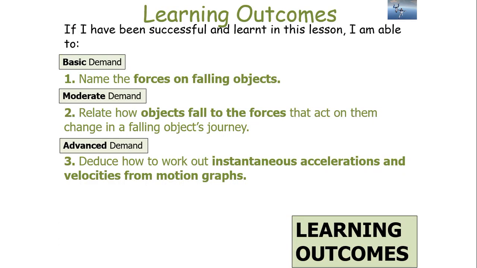So what you've learned in today's lesson is that we can state the names of the forces on fallen objects, relate the objects falling to the forces that act on them and how they change through the fallen object's journey, and finally look at how we can deduce the different sections of the fallen object's journey from a velocity time graph.